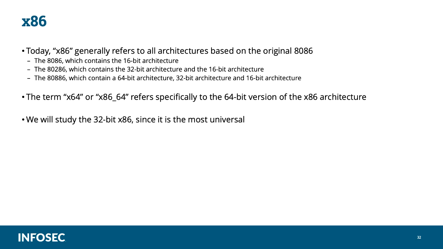In this training in particular, we're going to concentrate on the 32-bit version of x86, and that's because it's still the most prevalent right now. But also understand that there's backwards compatibility with all of the architectures, meaning that everything you learn in the 32-bit version of x86 directly translates to the 64-bit version. It's simply the data is larger, the registers are larger.